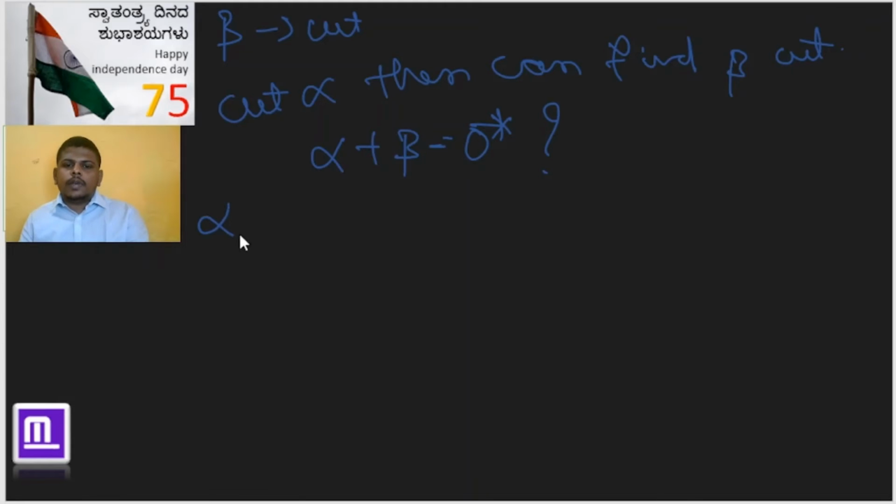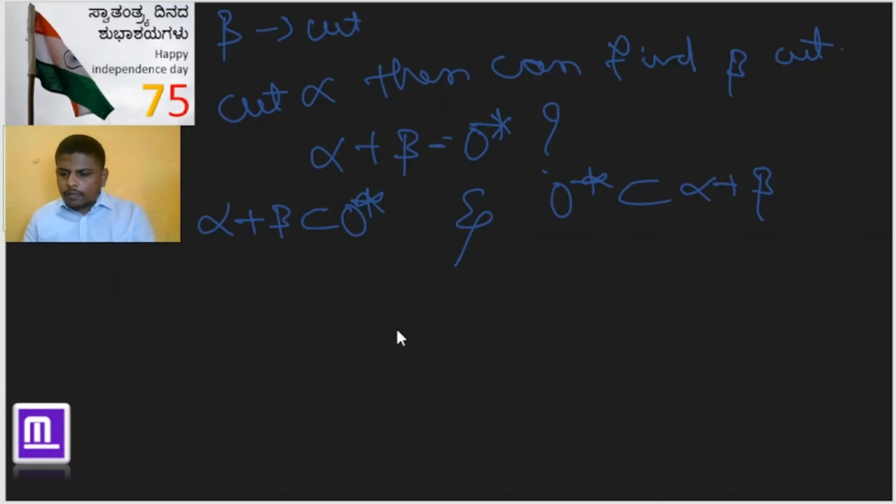So for this we will prove alpha plus beta is a subset of 0 star, and then 0 star is a subset of alpha plus beta. So you give us any number in alpha plus beta, then we will show this number is less than 0. Then we are done with this statement. Now we have to show that alpha plus beta is a subset of the 0 star.